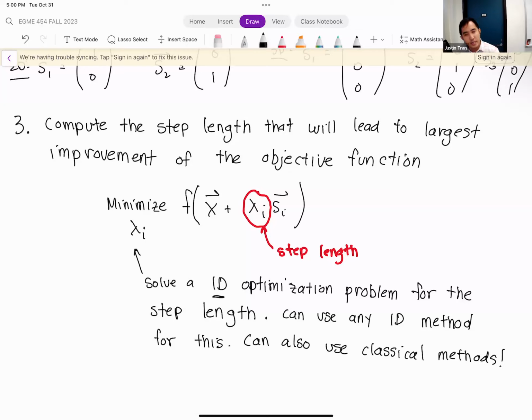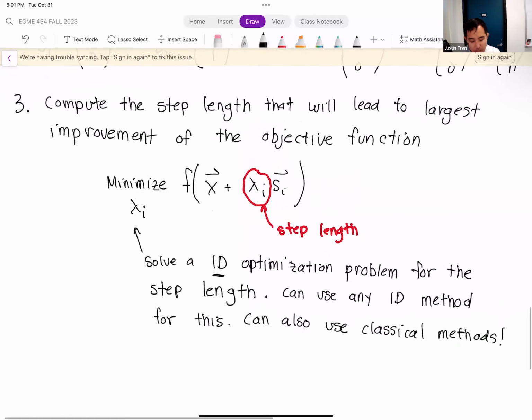Okay. So that's kind of what I was alluding to before. This is kind of cheating a little bit, because in the first example that we're going to use, we're actually going to use classical methods to find the optimal step length, just because it ends up being a lot faster. But in the next example that we'll cover on Thursday, I'll show you how to do this without using classical methods. But that's generally how we're going to solve for the optimal step length.